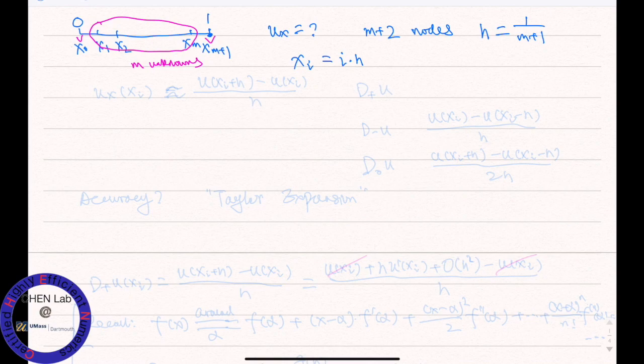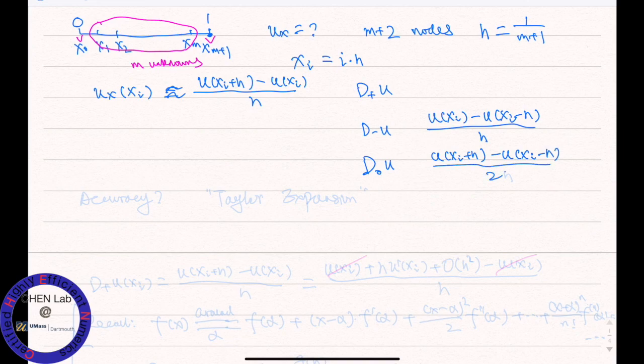So from numerical differentiation, we know that u_x, the derivative of u at x_i, can be approximated by the divided difference, which is (u(x_i + h) - u(x_i)) divided by h. As we recall, we use D_plus u to denote it. We also have D_minus u, which is (u(x_i) - u(x_i - h)) divided by h, and we have D_0 u, which is (u(x_i + h) - u(x_i - h)) divided by 2h.